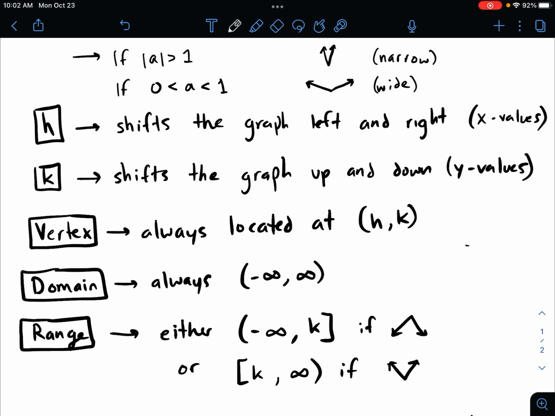And then your range is going to be one of these 2 scenarios. If it opens downwards, the highest value is going to be the k value, which is at your vertex. So it starts at negative infinity and goes up until you get to that value of k at the vertex. If it opens upwards, the lowest value we could have is the value of k at the vertex, and the highest it will go is positive infinity. So this is always going to be your general rule for the range. Domain is always the same here, and vertex is always the same here.